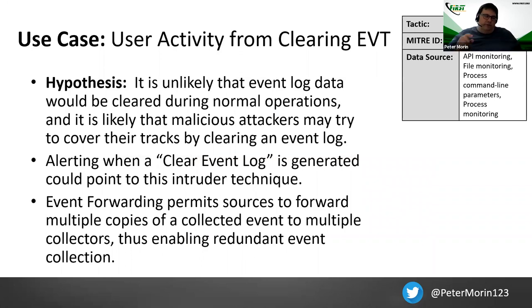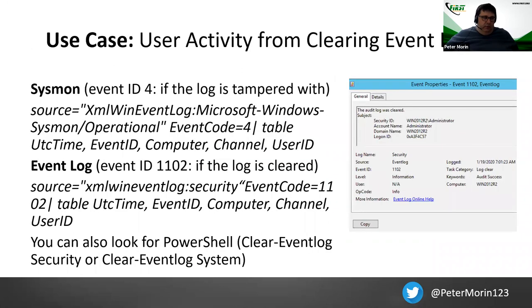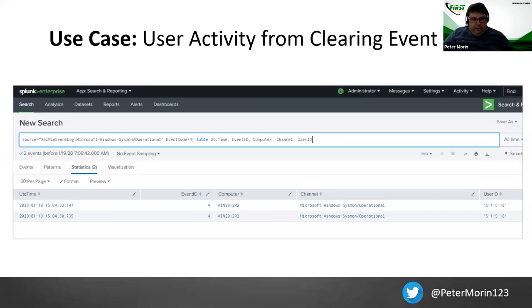Here was another one. We talked about this one early on when we talked about Petya. Remember, Petya was going to clear our event logs? Well, what if we're looking for traces of event log clearing, of an attacker covering their tracks? In Sysmon it's event 4, and in Windows event logs it's event 1102. You can see here I have an 1102 event from the Windows event log, so I'm able to determine if my logs have been cleared. And here you can see it again in Splunk. I'm doing a Sysmon operational event code 4, and I'm determining that these two systems had their event logs cleared.